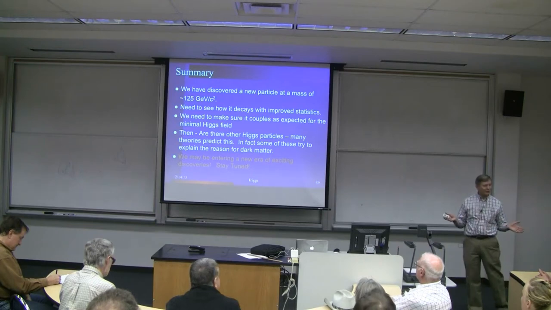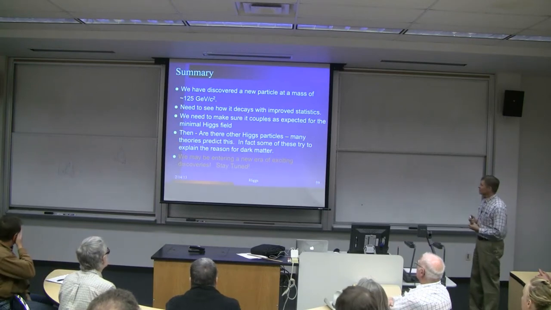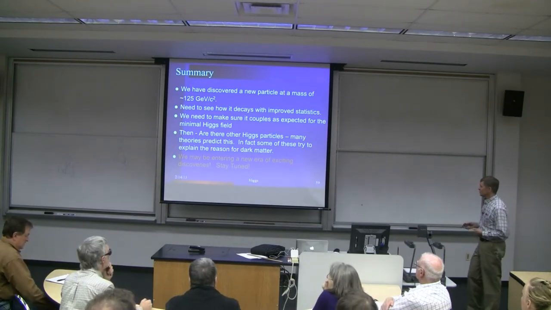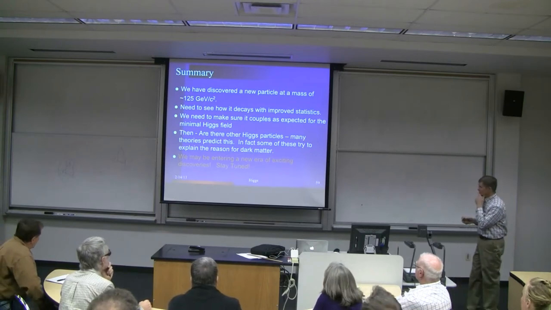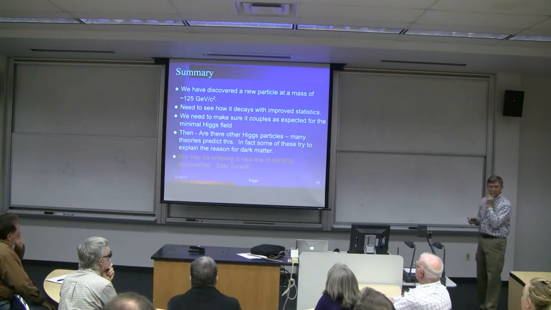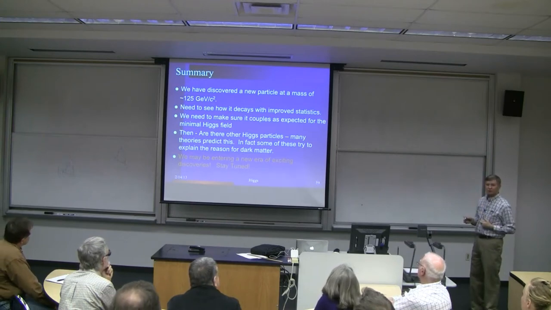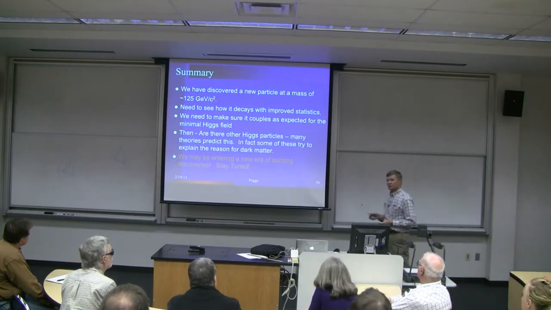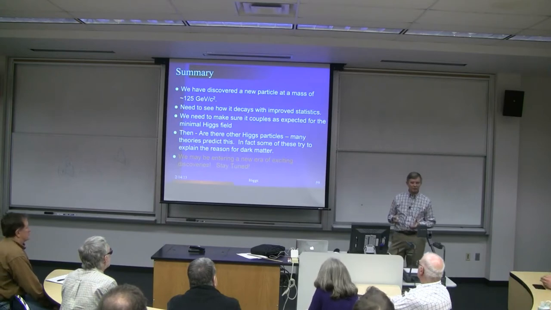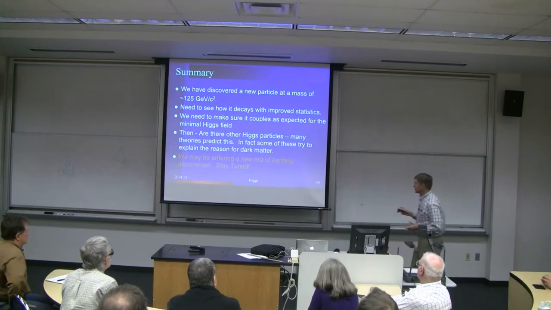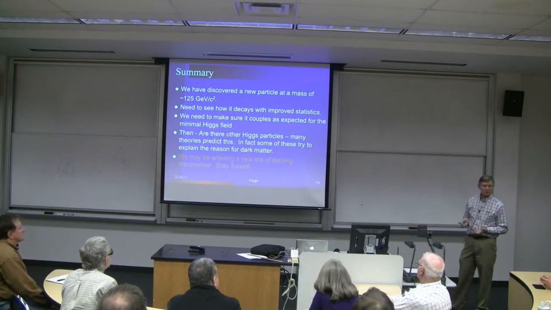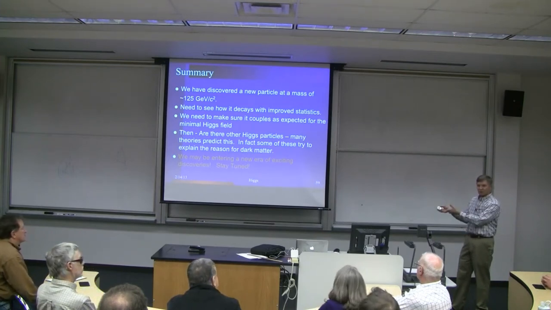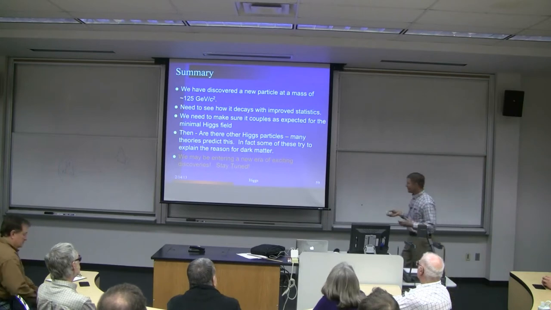I think we've discovered a new particle at 125 GeV. We need to know exactly how it decays to say that there's only one Higgs. There could be others. There are theories that predict this. And some of them use this to try to explain dark matter. You know that we think that the flat rotation curves around the center of the Milky Way come about because of dark matter. And if some of the supersymmetric particles don't interact strongly with normal matter, they could be the dark matter objects. So I think it's an exciting era, and stay tuned.